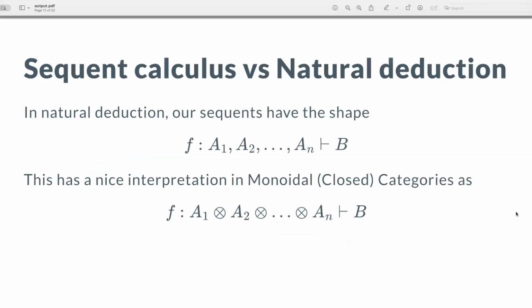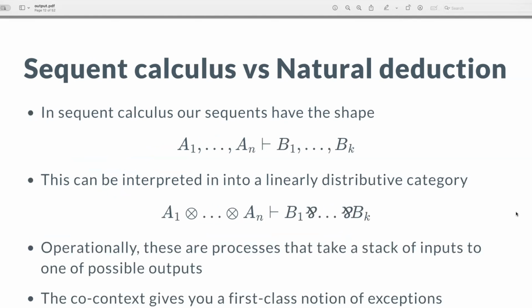So the very top-level picture is that type theory is based on sequent calculus versus natural deduction. In natural deduction, we have sequents which are many-to-one. We take a list of types, and this has the usual interpretation in a monoidal closed category, where the comma becomes a tensor or a Cartesian product. In sequent calculus, we have many-to-many morphisms.